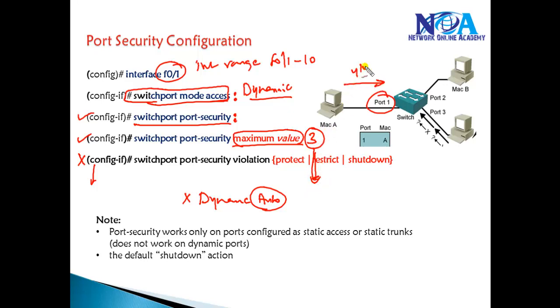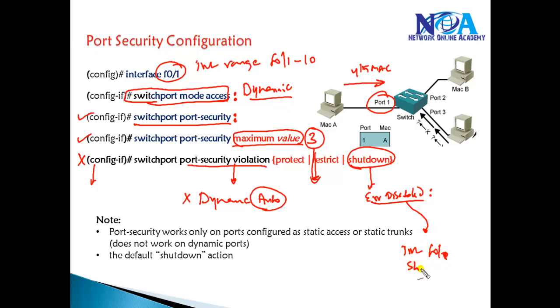If it learns a 4th MAC address, what is the violation? What is the port security violation we need to configure? The default is shutdown. It's going to put the port into error disable state, which means it will automatically go into a shutdown state. This port will only come back if you configure shutdown and then no shutdown. That's the only way you can bring this interface back up. In fact, you can also use some error disable recovery options, but we generally go with this one.